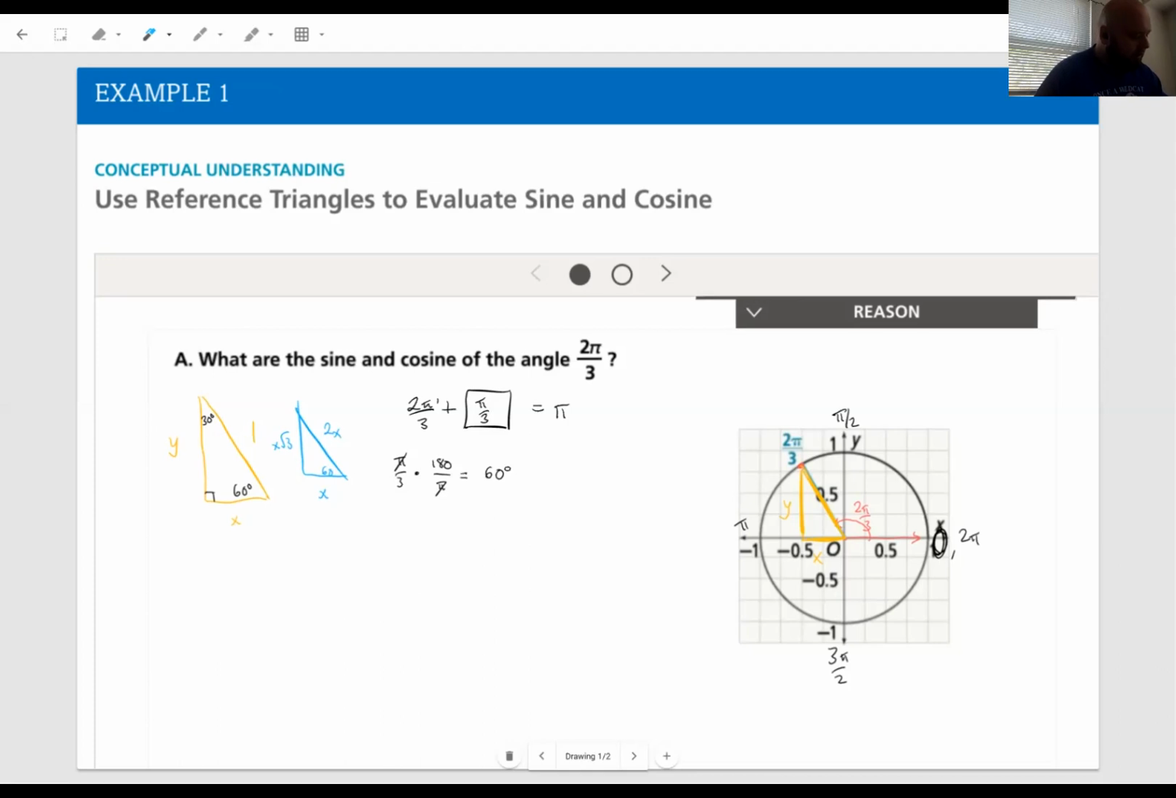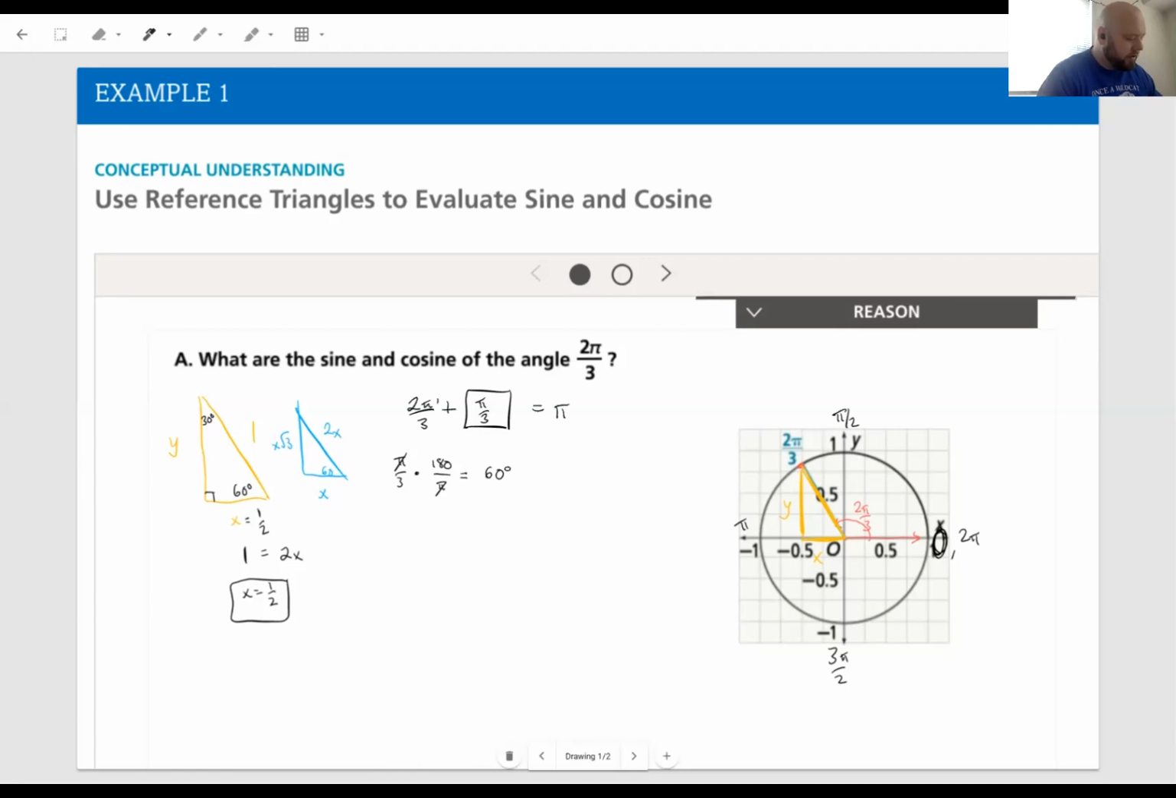So if you compare what we have in our yellow triangle to what we have in our blue triangle, there's only one pair of sides where we have a value and an expression, and that would be the hypotenuse. So my hypotenuse from the first triangle in yellow is 1, and on the blue triangle, it's 2x. So to solve for x, I'm going to get 1/2. So this side down here is a length of 1/2.